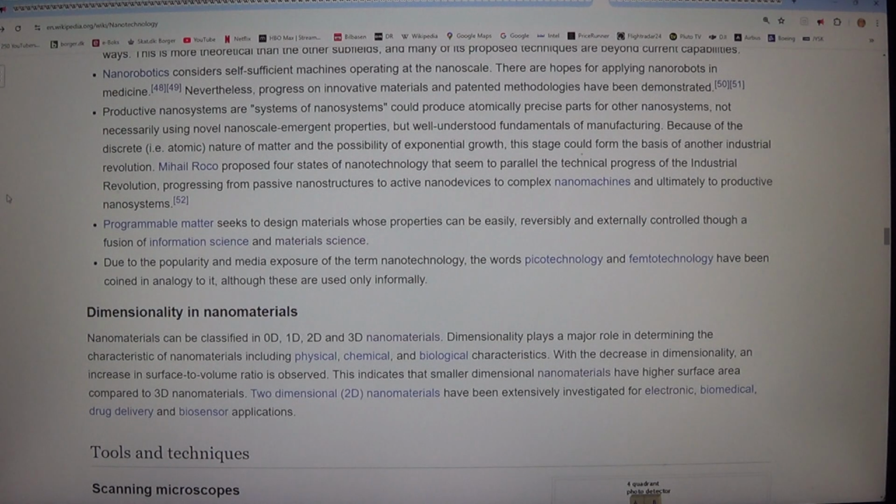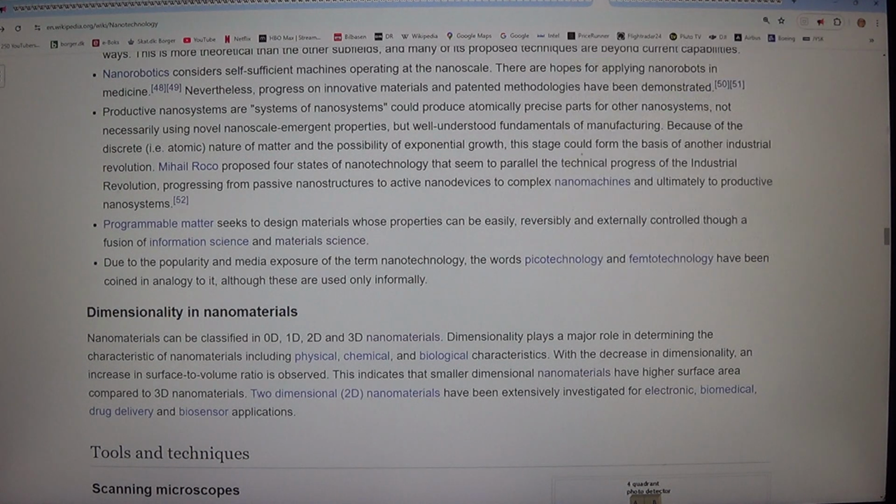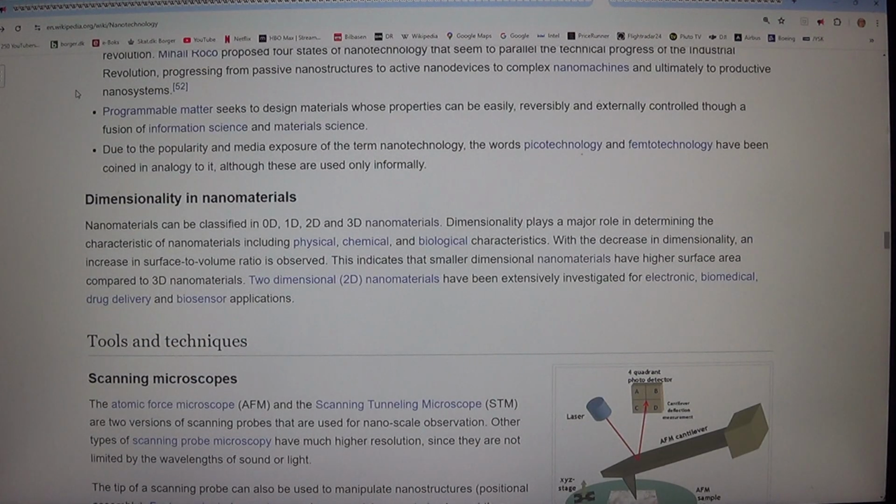Because of the discrete, i.e. atomic, nature of matter and the possibility of exponential growth, this stage could form the basis of another industrial revolution. Mihail Roco proposed four states of nanotechnology that seem to parallel the technical progress of the Industrial Revolution, progressing from passive nanostructures to active nanodevices to complex nanomachines and ultimately to productive nanosystems.